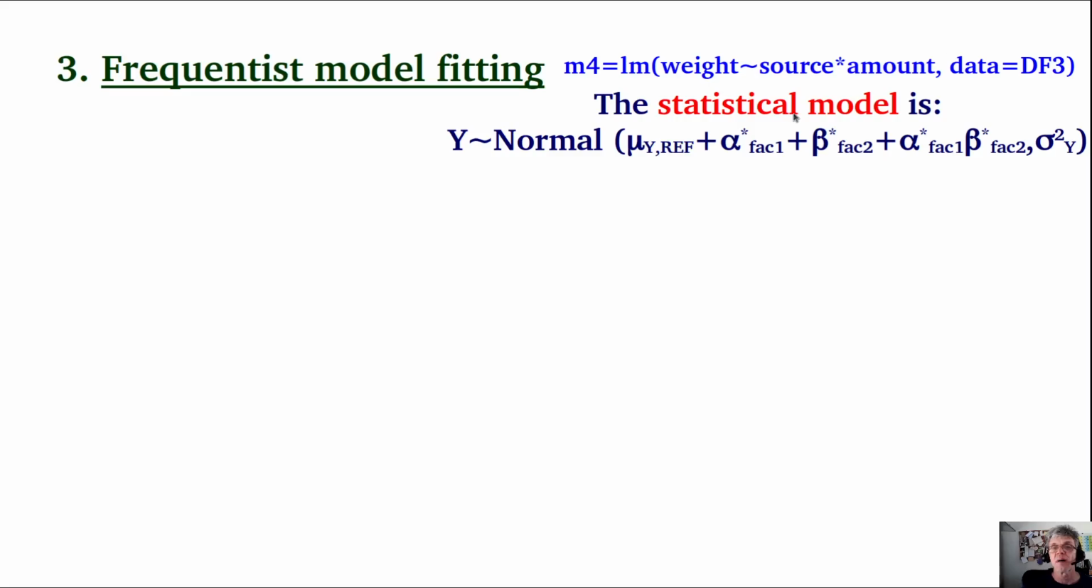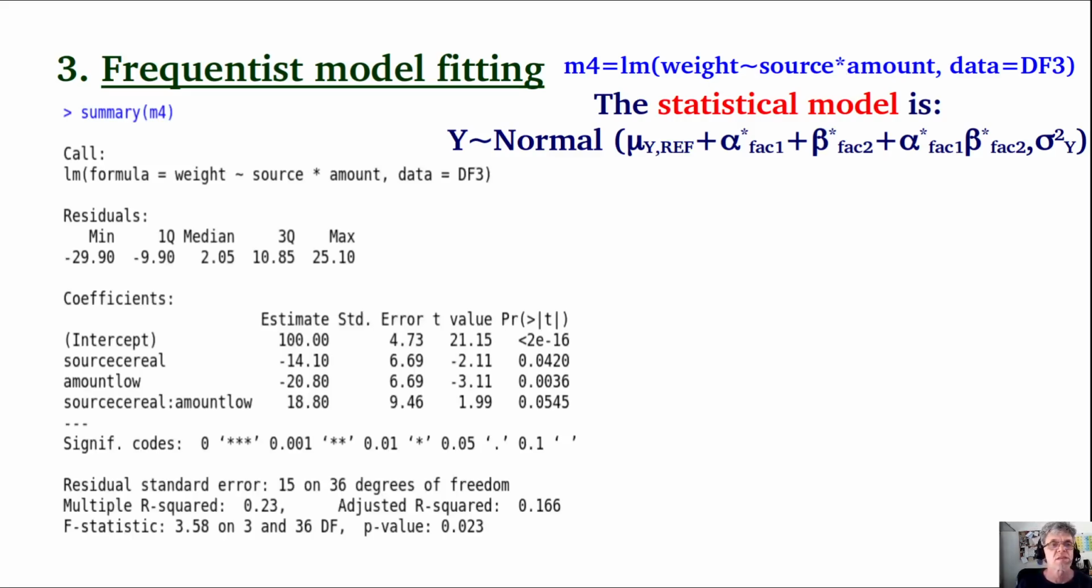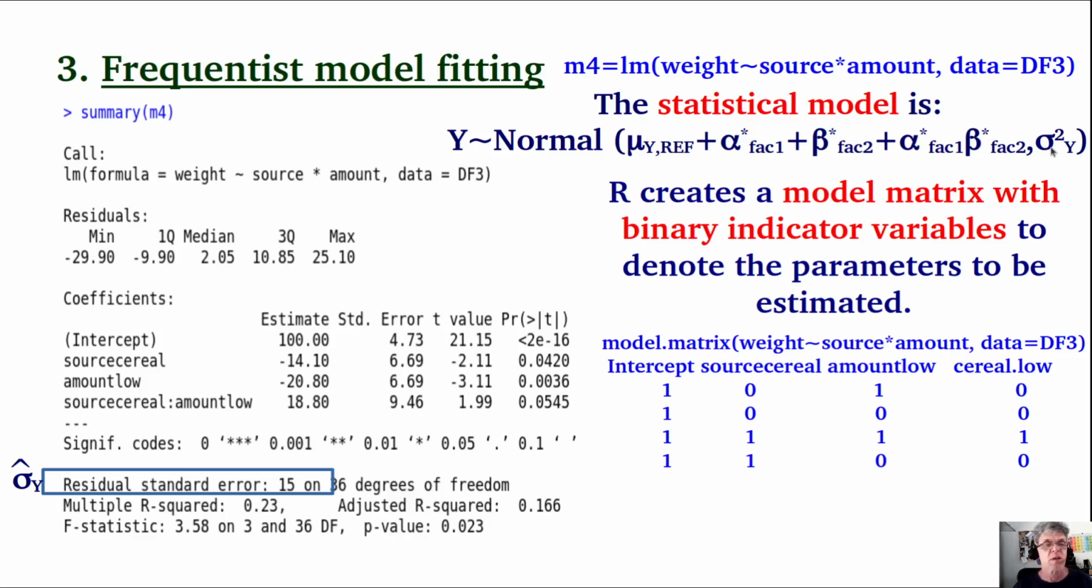The model is fitted by putting the response variable and the explanatory variables separated by a multiplication sign. This is a shortcut in R to fit the single effect of source, the single effect of amount, and their interaction. So let's see the summary of the model. Let's recall first that the residual standard error squared is an estimation of the variance of the response variable.